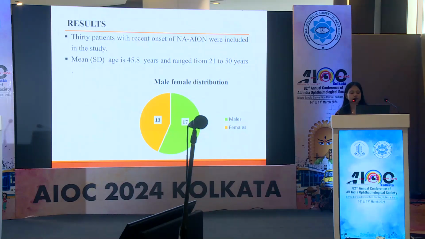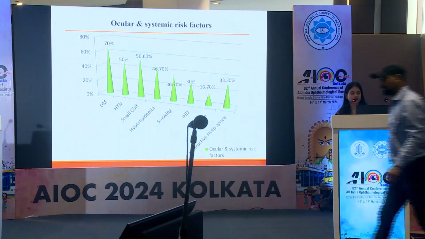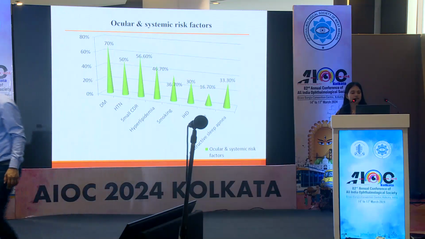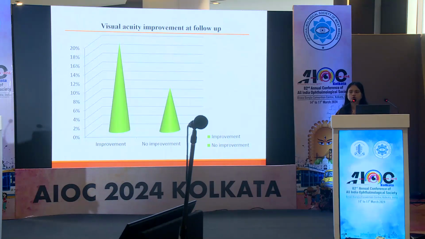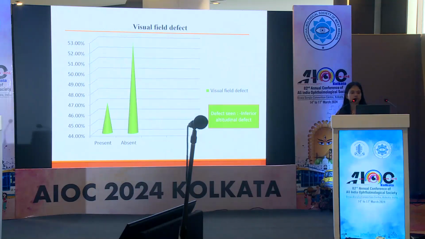Females were 13 and males were 17 in number. In our studies, we found that diabetes mellitus was a major risk factor, present in 70% of patients, followed by small CDR ratio and hypertension. In most of these patients who presented below the age of 50 years, visual improvement was good. Visual field defect was present only in 47% of the patients, and the most common defect was inferior altitudinal defect.